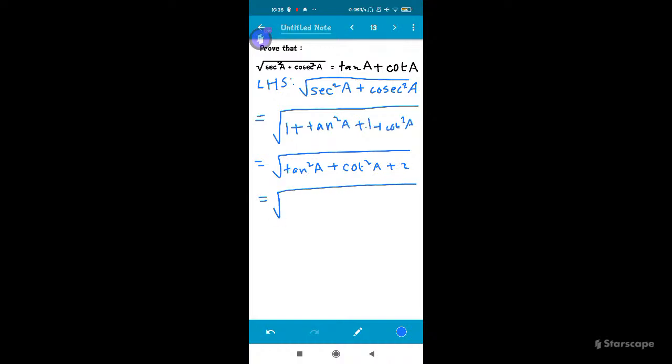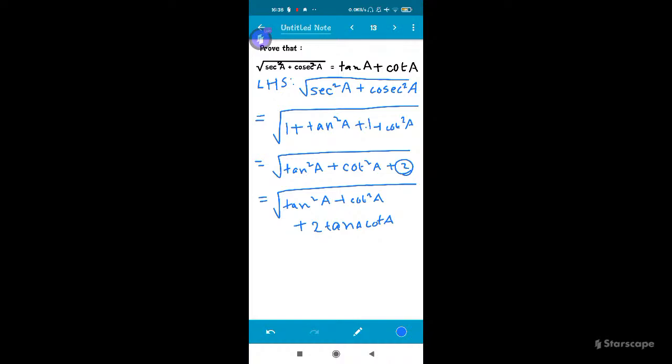Now we know one thing, that tan and cot are just the inverse of one another. So tan theta into cot theta was 1, as we saw yesterday. So I can write it like this: tan square A plus cot square A plus, we have 2 into 1 over here. In place of that 1, can I write 2 tan A cot A? Because we know tan A into cot A is 1. So in place of that 1 which was multiplied with 2, we can write tan A cot A.